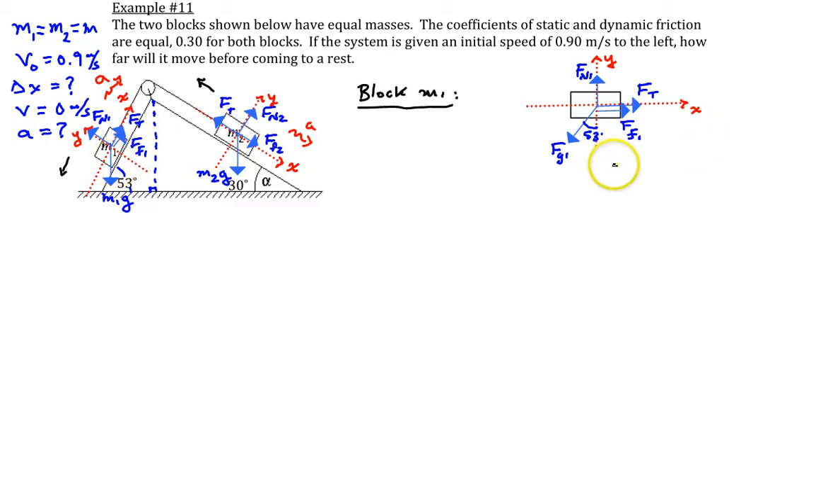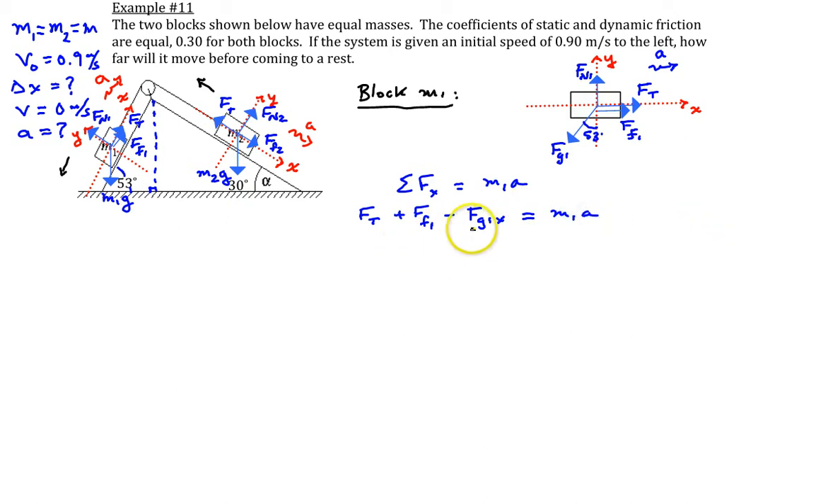So now we're ready to apply the sum of the forces. Remember that this system is accelerating to the right. So we're going to write sum of the forces in the x equals m1a. We have the tension to the right. We have the force of friction to the right. But we have the x component of that gravity, Fg1x. It's acting to the left here. And then this all adds up to ma as the net force.